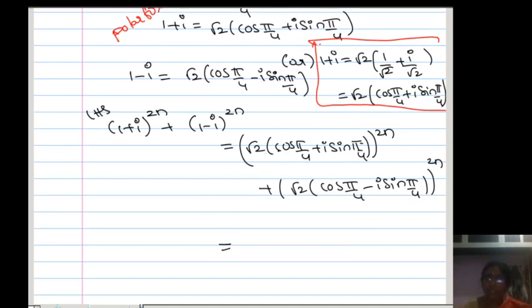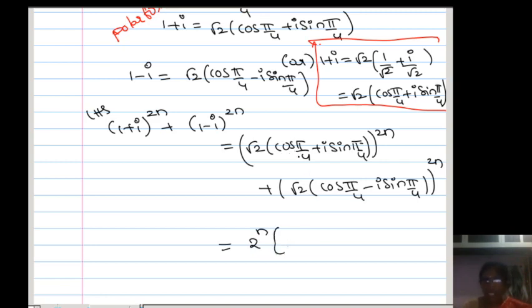Root 2 means 2 power 1 by 2, and 2 power 2n means 2 power 1 by 2, so the 2 cancels. You are getting 2 power n. Here also root 2 means 2 power 1 by 2, and 1 by 2 times 2 cancels to 2 power n. So next I want to apply De Moivre's theorem and take 2 power n common.